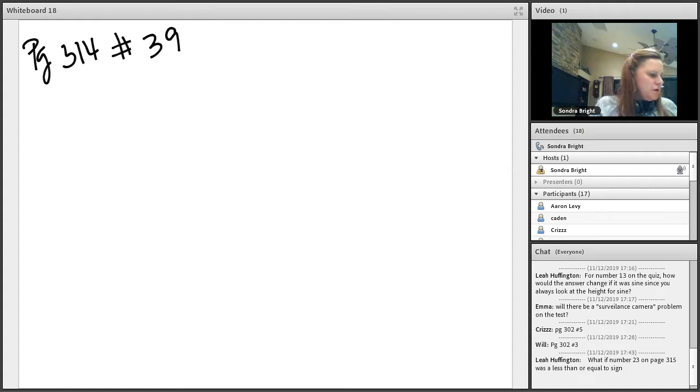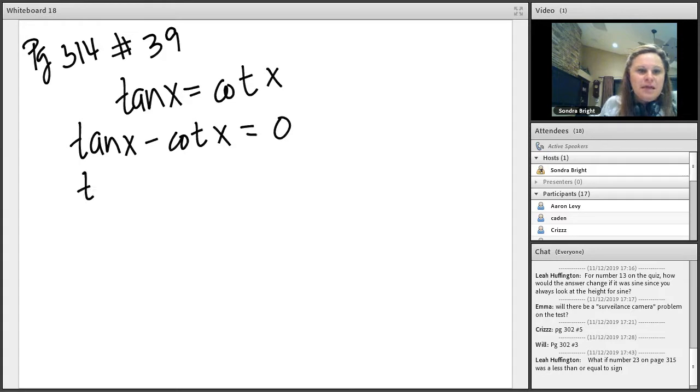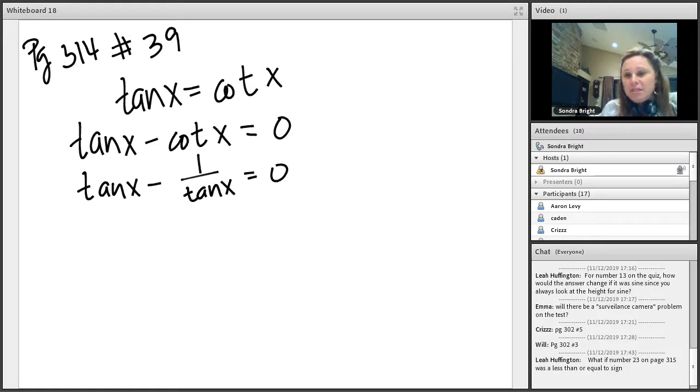I want you to solve tangent of x equals cotangent of x. So the first thing you want to do is subtract the cotangent. You want to get this guy an equation set equal to 0. And then what I would do is rewrite cotangent in terms of 1 over tangent. And then get a common denominator so you can subtract. So you would multiply both sides of the equation by tangent squared. Right? Multiply both sides, not by tangent squared, but by tangent of x.